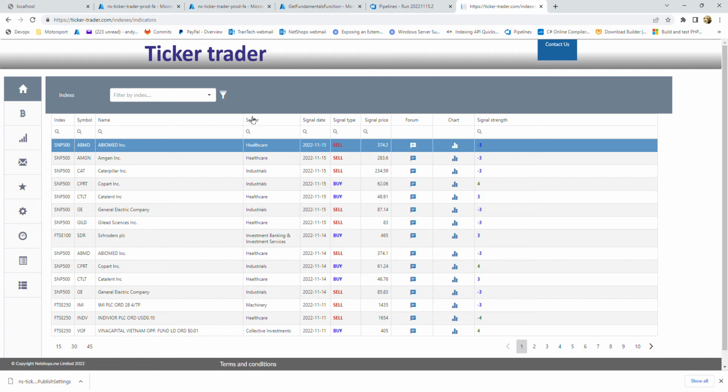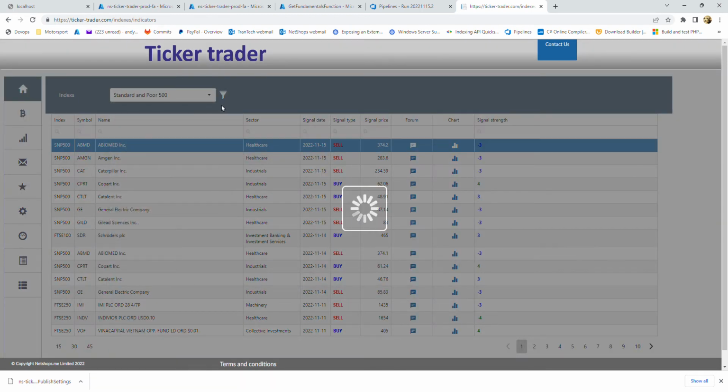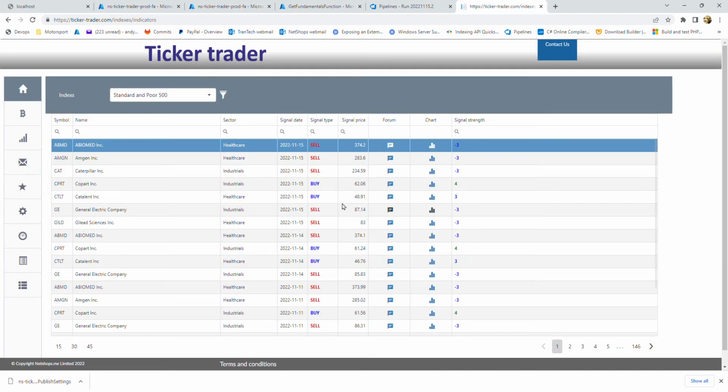So here's the main grid you get to from the home page, and you can select which index you want to have a look at from the drop down list here. So we're going to have a look at trade signals for the S&P 500. There we are. So we can have a list of buy and sell signals.